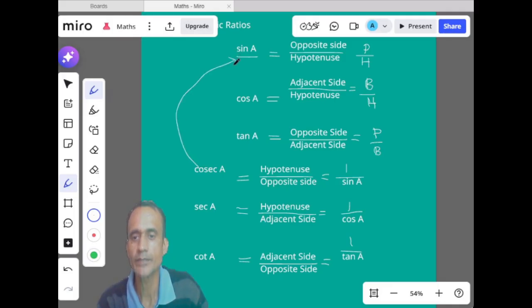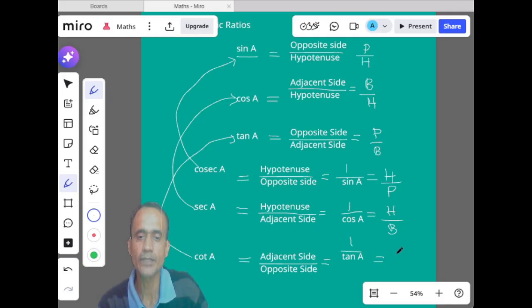So these ratios are reciprocals of the ratios that you studied before. Cosec A is the reciprocal of sine A, sec A the reciprocal of cos A, cot A the reciprocal of tan A. Now what can you make about the ratios of the sides? If sine A is P by H, cosec A will be H, hypotenuse, divided by the perpendicular side to the angle A. And what about sec A? It is the reciprocal of cos A, so it will be H, hypotenuse, divided by the adjacent side or base. And what about cot A? It was P by B for tan A, so it is B by P here.